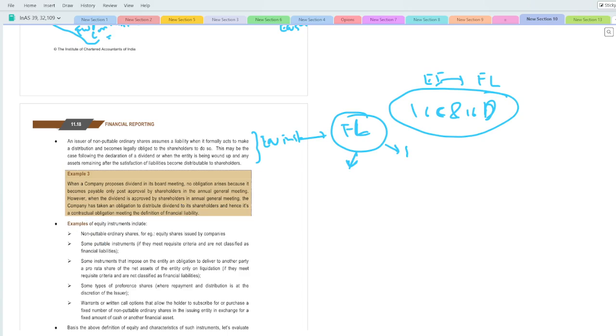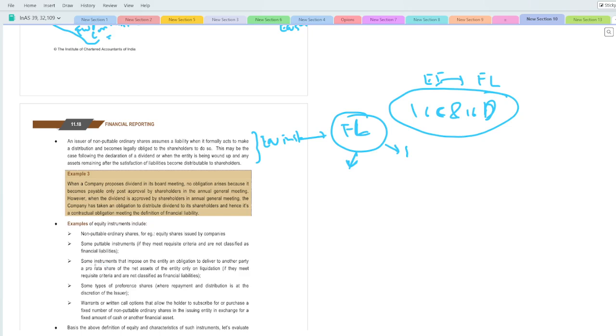एग्जाम्पल्स ऑफ द इक्विटी इंस्ट्रूमेंट इंक्लूड द नॉन पुटेबल ऑर्डिनरी शेयर्स जो मैंने आपको बताए थे. उसमें जैसे कि आपने सिंपल ऑर्डिनरी इक्विटी शेयर जो इशू किए वो आ गया. सम पुटेबल इंस्ट्रूमेंट्स जो 16A 16B सेटिस्फाई करे वो पुटेबल इंस्ट्रूमेंट आ गया. दे मीट द रिक्वायर्ड क्राइटेरिया एंड आर नॉट क्लासिफाइड एज अ फाइनेंशियल लायबिलिटी. बाय डिफॉल्ट वो फाइनेंशियल लायबिलिटी है, लेकिन आपने उसको एक्सेप्शन लेके कि जब वो 16A 16B की कंडीशंस सेटिस्फाई कर रहे हैं तो वो पुटेबल इंस्ट्रूमेंट कहलाएगा.